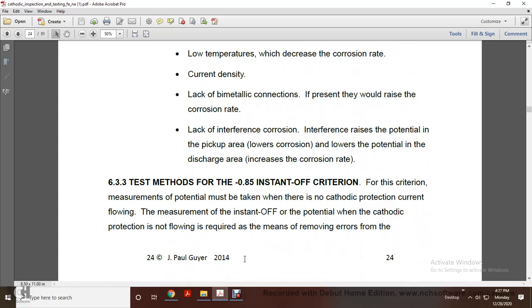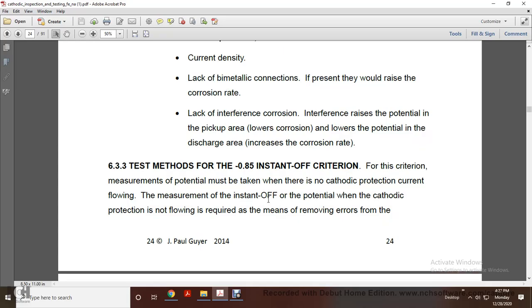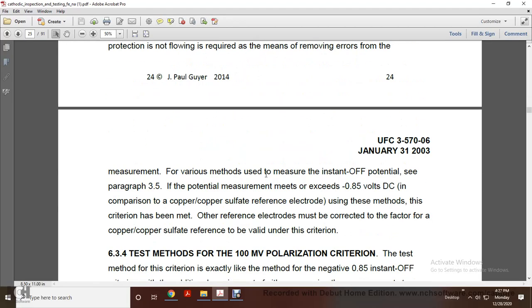Test method 633 is for the negative 0.85 instant off criterion. For this criterion measurement, the potential must be taken with the cathodic protection current not flowing. Measurement of the instant off potential while cathodic protection is flowing is required, by means of removing the errors from the measurement with the various methods for the measurement of the instant off potential, see paragraph 3.5. The potential measurement must exceed negative 0.85 volt DC in comparison to the copper sulfate reference electrode using the method.